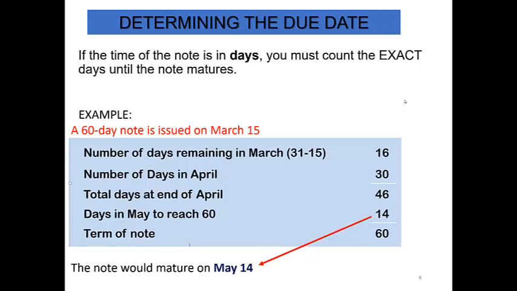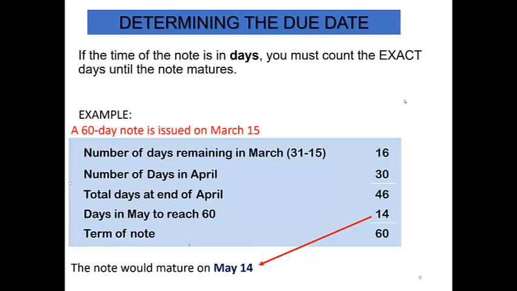In this example, we have a note that is due in 60 days. It originated on March 15th. So if this were a 2-month note, it would be due on May 15th. That's exactly 2 months later. But since it's a 60-day note, let's look at the process that we're going to go through here in order to figure out the exact day that it's going to be due.